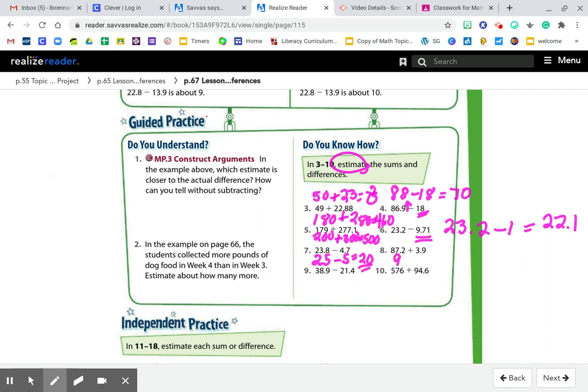So let's see, for number, I think I'm going to keep 87, and I'm just going to drop that 0.9 and make 3. Why did I do that? Because 9 plus 3 equals 10, and that will get me able to do that in my head, estimate in my head. 38.9, I'll bring that to 40, minus 20 equals 20. Anything close to 20 works.